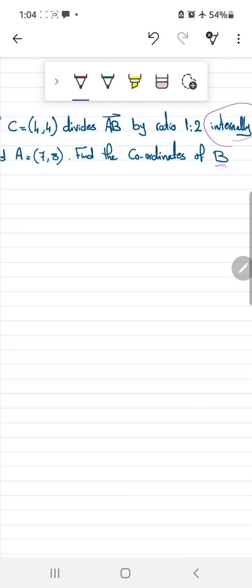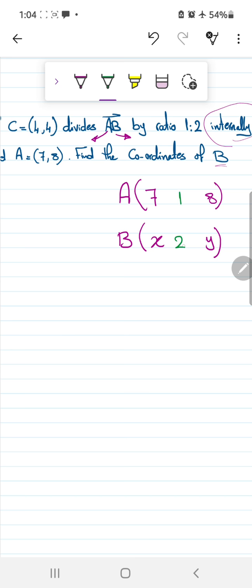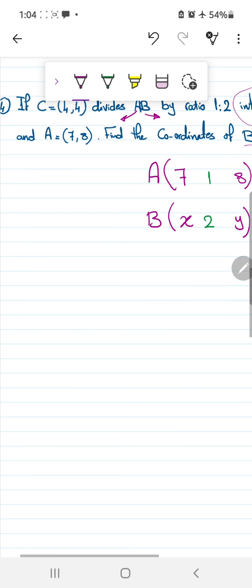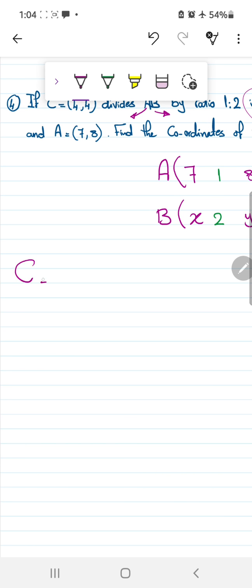As we said, the starting point is A and the ending point is B. So I will write the coordinates of A, which are 7 and 8. Here we don't know the coordinates of B, so I will write X and Y. And as we said, we write the ratio between the coordinates, 1 to 2. Okay? So here we have C. I will write it one time. C equals X and Y.